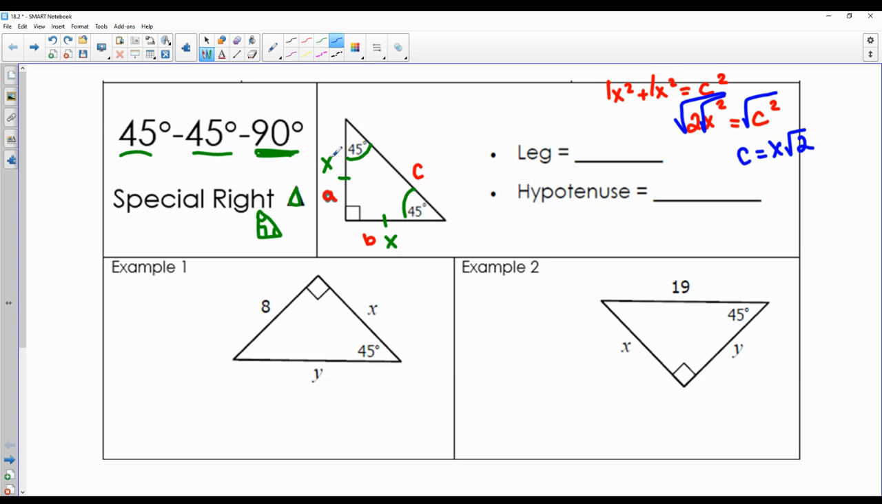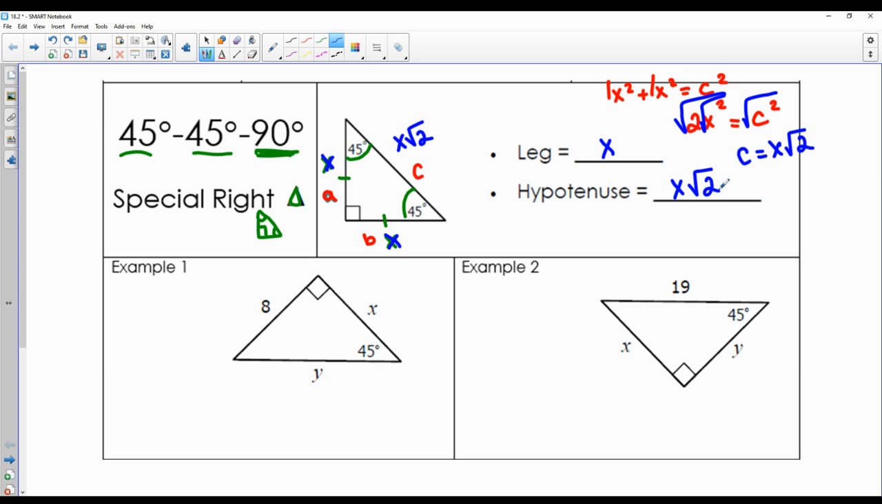So if these two sides right here are some number, this third side, our hypotenuse, is always going to be that same number multiplied by the square root of 2. Okay, so this is just how it is. Your legs are both x's and your hypotenuse is x square root of 2. That's what they want you to write right there.